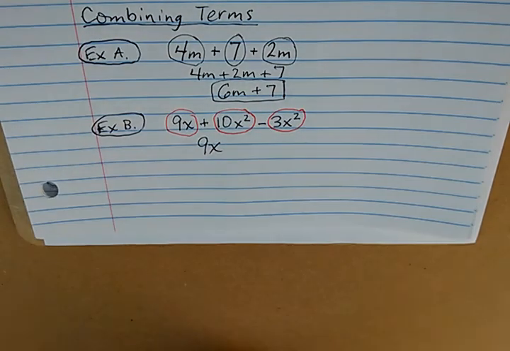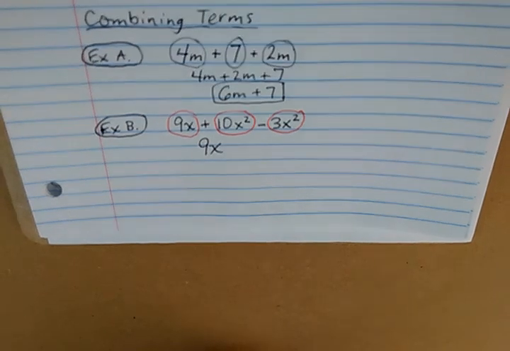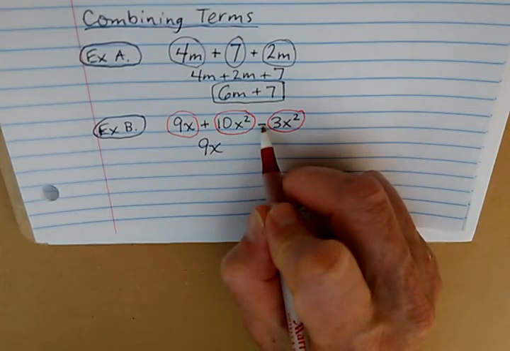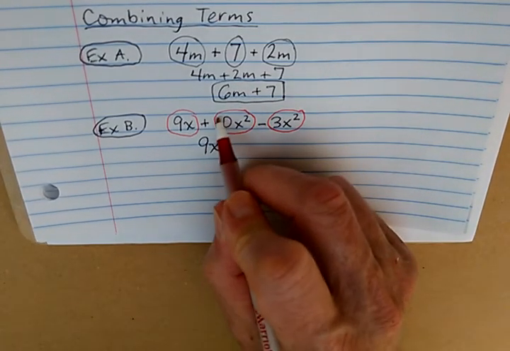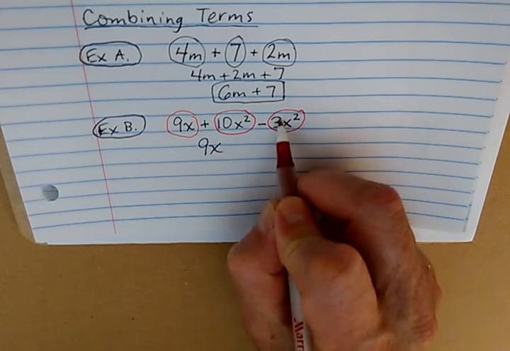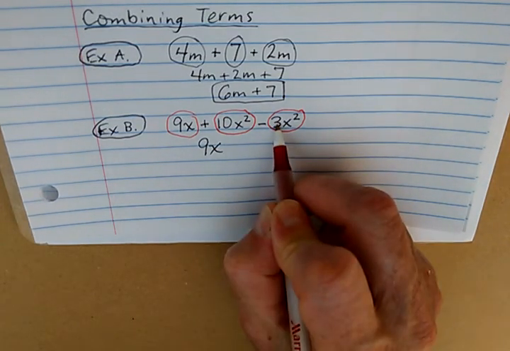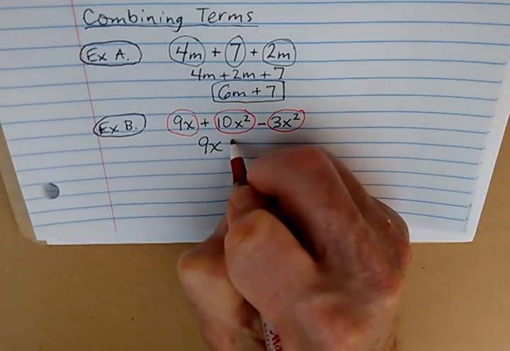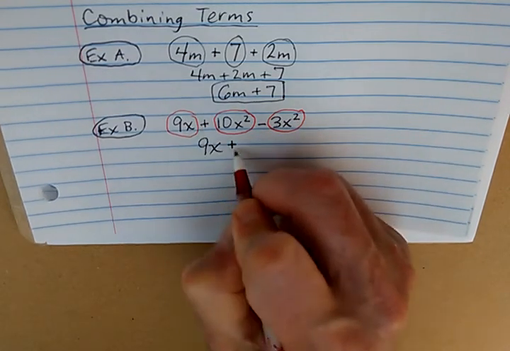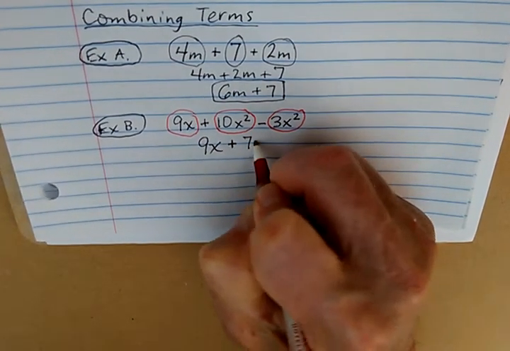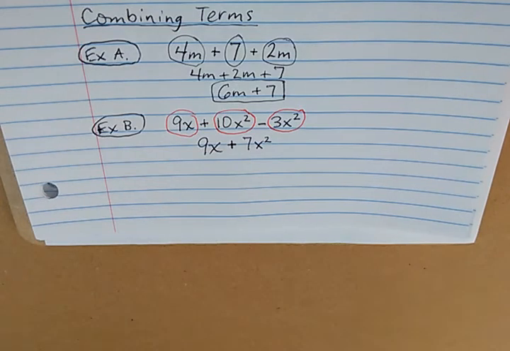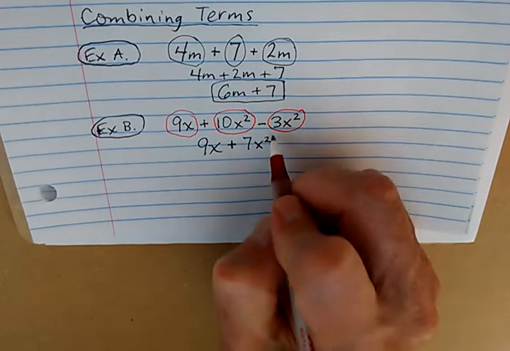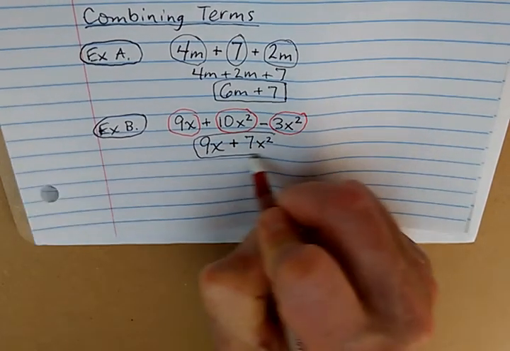We can't do anything to combine that, but we can combine 10x squared minus 3x squared. Notice it's a minus sign, so we're not adding, we're subtracting. What we do is we take the coefficients, the numbers in front, and we subtract. 10 minus 3 is 7. So 10 minus 3 is positive 7, so we need to keep our add sign there. It's a positive 7x squared that we have. And that's all we can do, because this term and this term are not like each other, so we cannot add them together. We just leave it like it is.